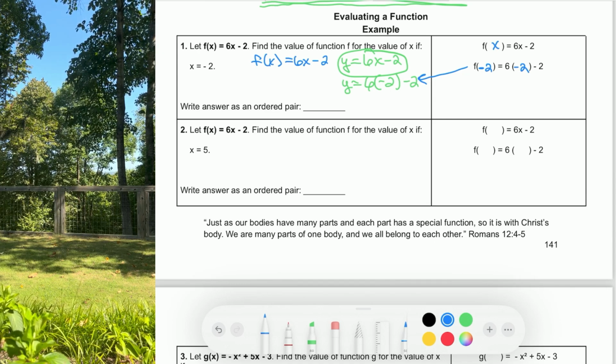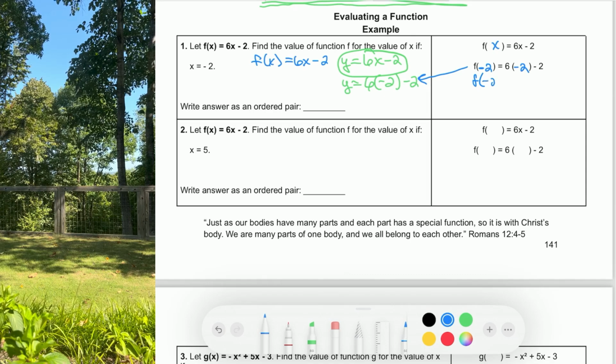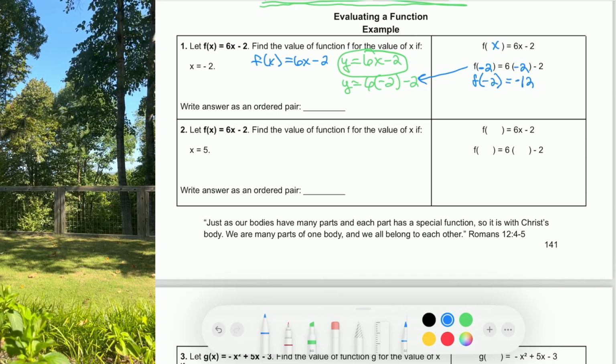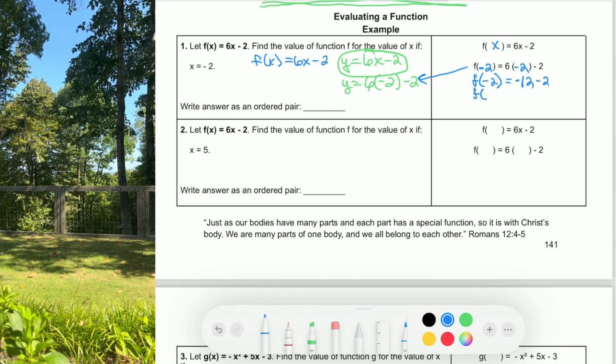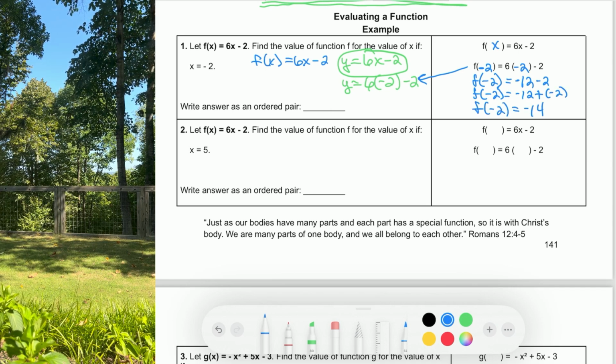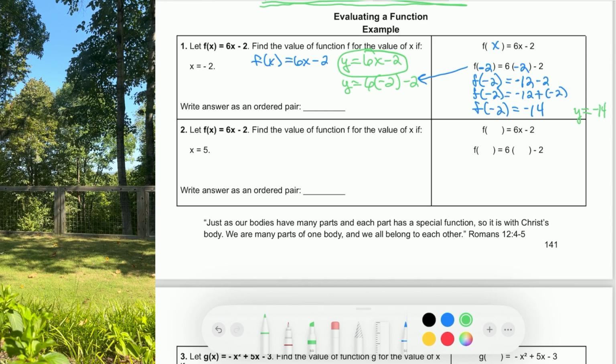All right, so let's go ahead and solve this. So f of -2 equals 6 times -2 is -12 minus 2. I'm going to adjust that to the keep it change. And we get f of -2 equals -14. So that is basically the same as saying y equals -14, because remember, f of x is the same as y. Now what they want us to do is to write our answer as an ordered pair.